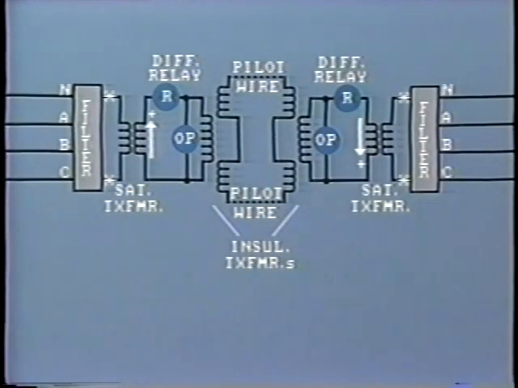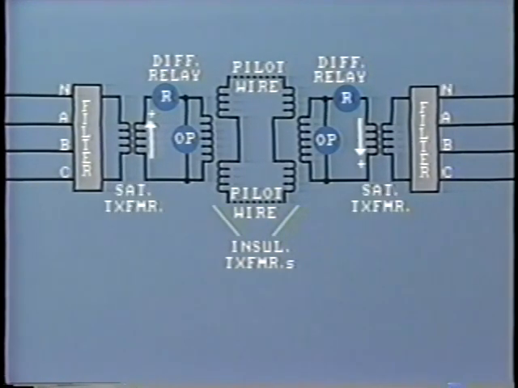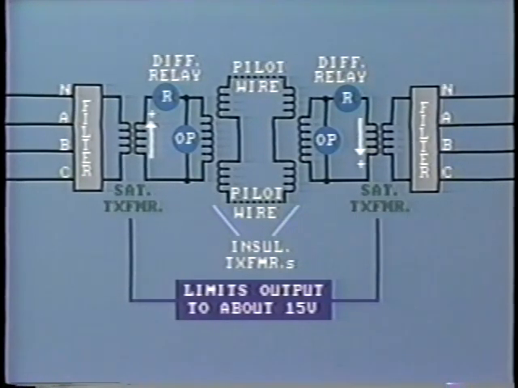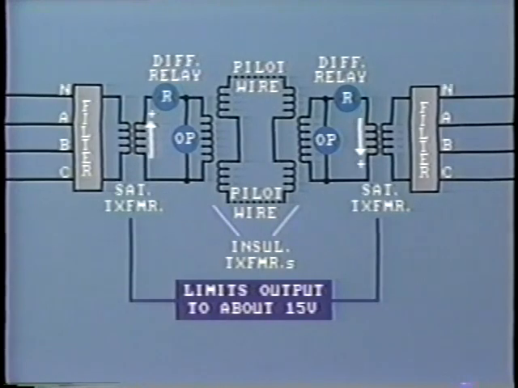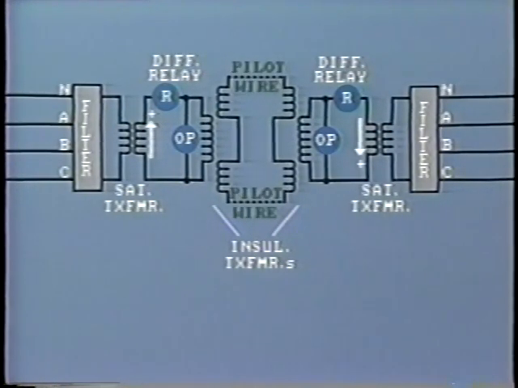Polarity and the phase angle of the voltage depend upon the direction of primary current flow through the CTs. This output is fed into a saturating transformer. The purpose of this is to limit the voltage output to about 15 volts, no matter what type of fault is involved. This voltage produces a current flow through the relay and along the pilot wires to the equipment at the other end.